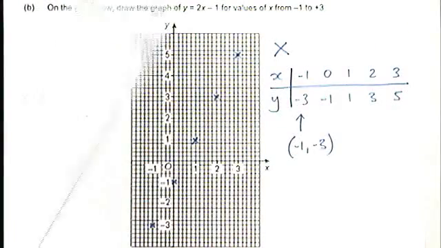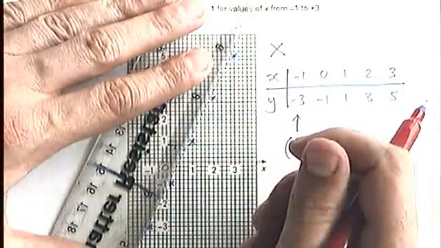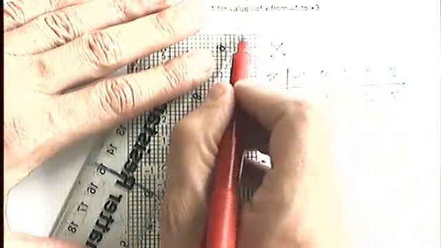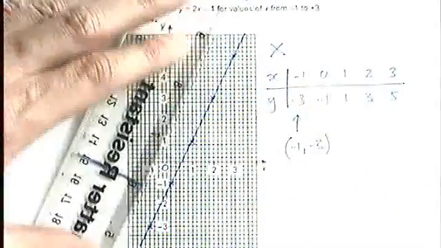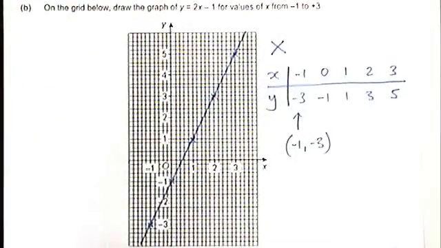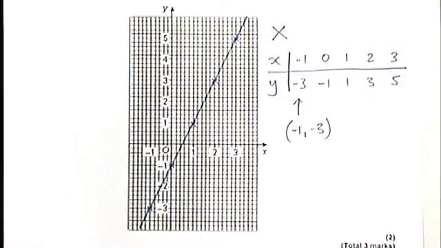The last thing that you need to do is join those points up with a straight line. Make sure that you go all the way across the grid so that you're covering the region that they want you to cover with your graph.